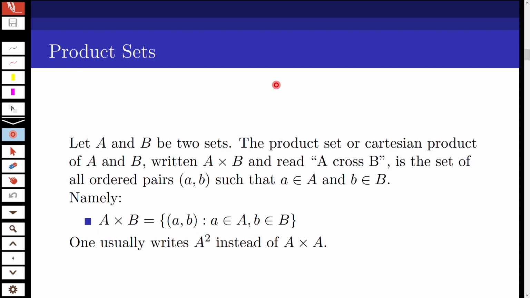Now you know the concept of the product of sets. Suppose that A and B are two sets. The product set or Cartesian product of A and B, usually written as A cross B, is the set of all ordered pairs (a, b) such that a belongs to A and b belongs to B. If B is the same set as A, then A cross A is usually denoted as A square. So we write A square instead of A cross A.